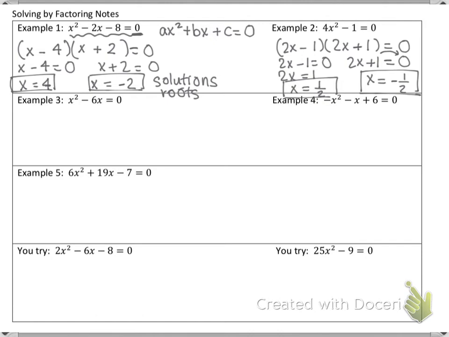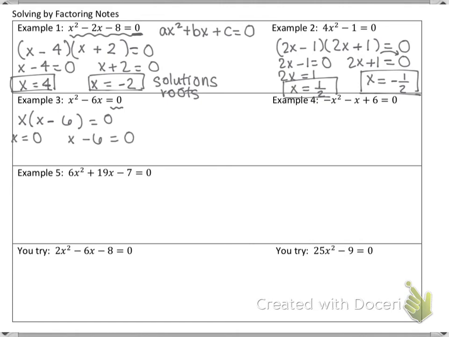Okay, example 3. We again have a standard form of a quadratic equal to 0. So we're going to factor out a greatest common factor of x. So factoring out a greatest common factor of x, we have x minus 6. So again, we take each factor and set it equal to 0 and solve for x.